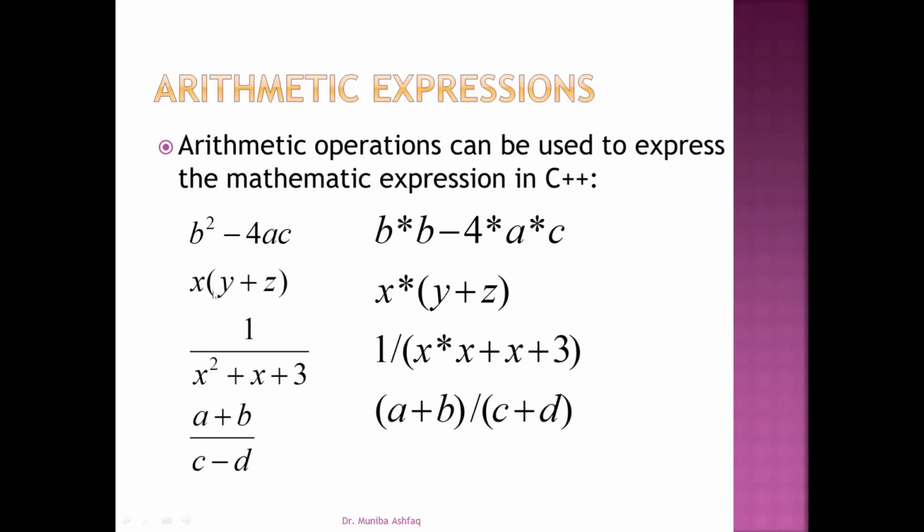So another expression we have is x(y plus z). In this case too, you have to write the star sign between x and y and before the parenthesis. After that, we have 1 over x squared plus x plus 3. For this case, you have to write 1 over x star x plus 3, and you have to include this expression within the parentheses.